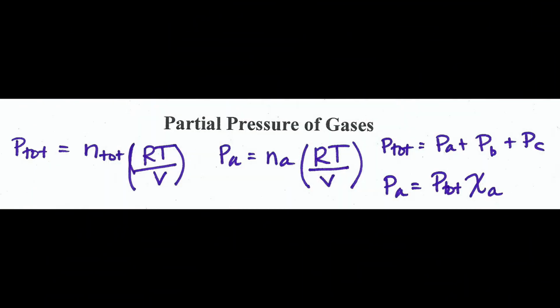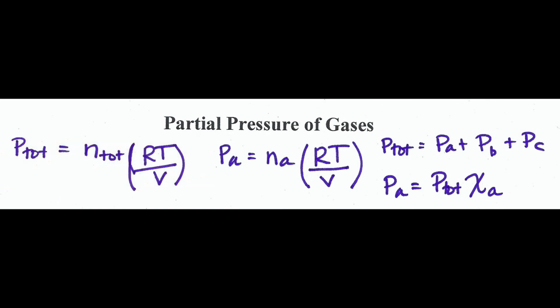In the following video, we're going to take a look at some of the equations we can use to solve problems about the partial pressures of gases. The first equation allows us to do a calculation on the total pressure in a system based on the total number of particles in our system as measured in moles times RT over V.